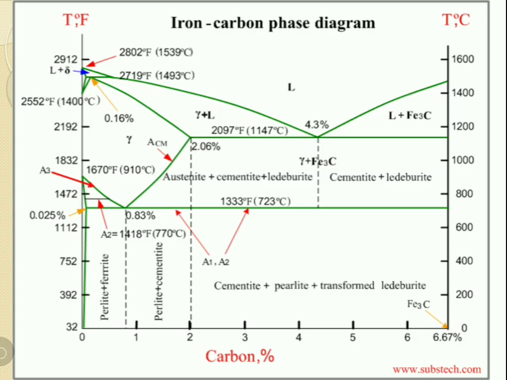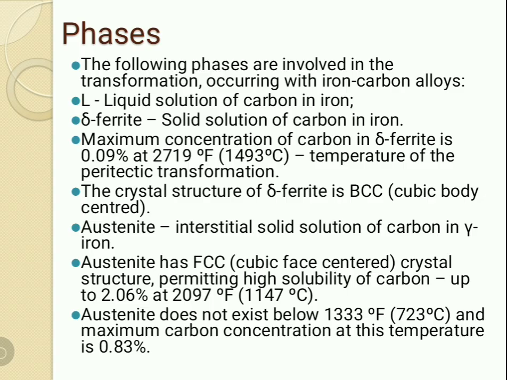So from delta iron to austenite, then austenite to alpha, these are the transformations taking place. Again, another type of diagram we can see here, which is the same as the previous one, the only difference being that here the temperatures are in Fahrenheit. Now you see the different phases.